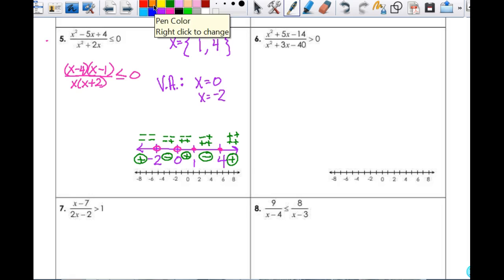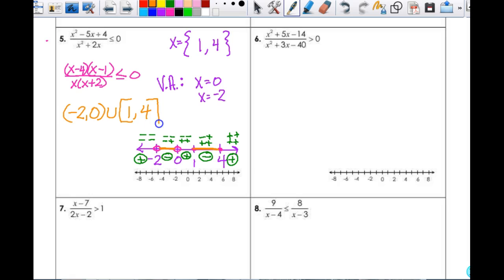So, all right, so then I want this. Do I want my positives or my negatives here? Negatives, because this is less than or equal to, so I'm shading the negative. I'm going to go from -2 to 0. Do I include -2? No. Do I include 0? No. And then I have 1 to 4. Do I include 1? Yes. Include 4? Yes. So here's my interval. That's part of my answer along with my number line. Okay. We good with that?